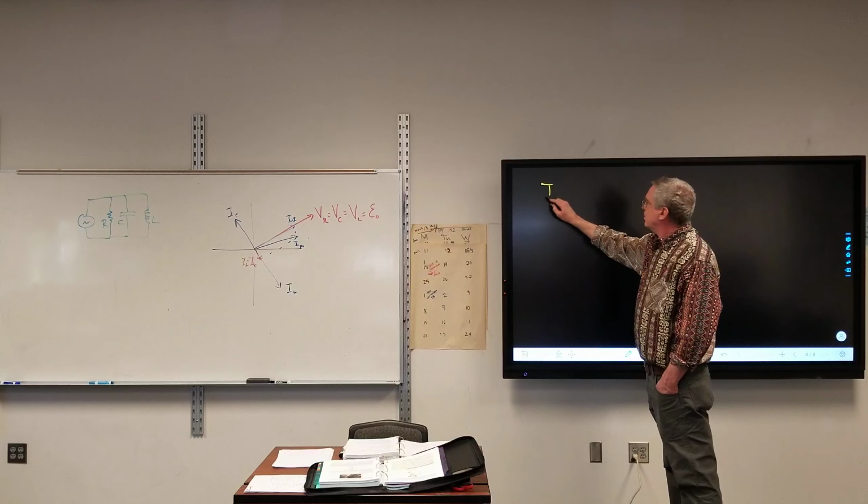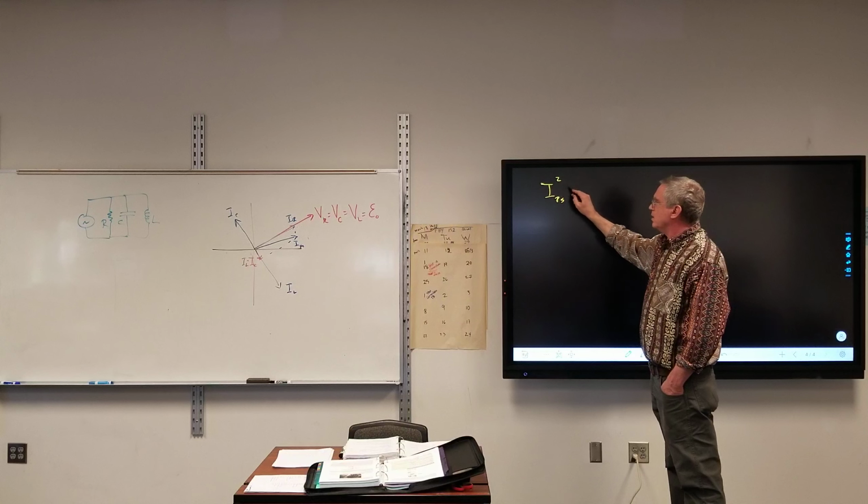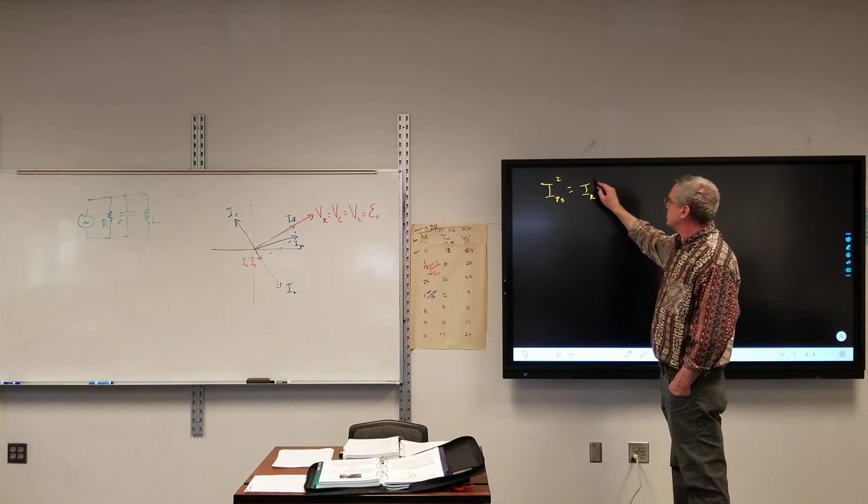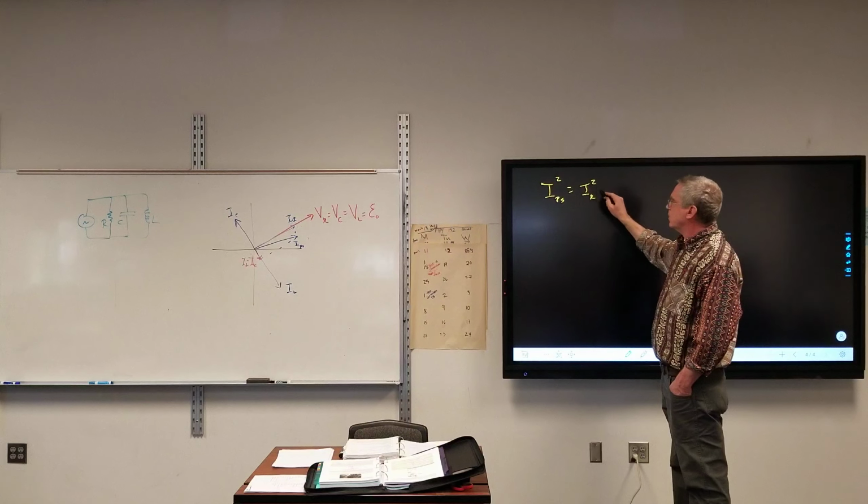So I know that current across the power supply squared is equal to the current across the resistance squared plus (IL minus IC) squared. Let's find the impedance.